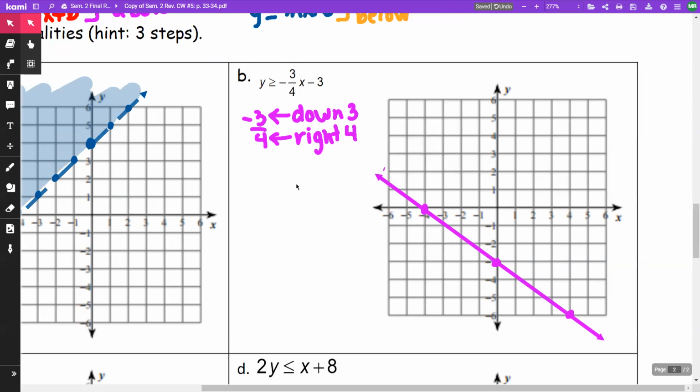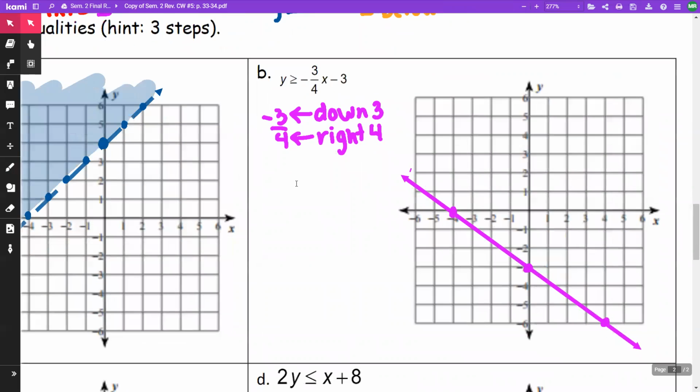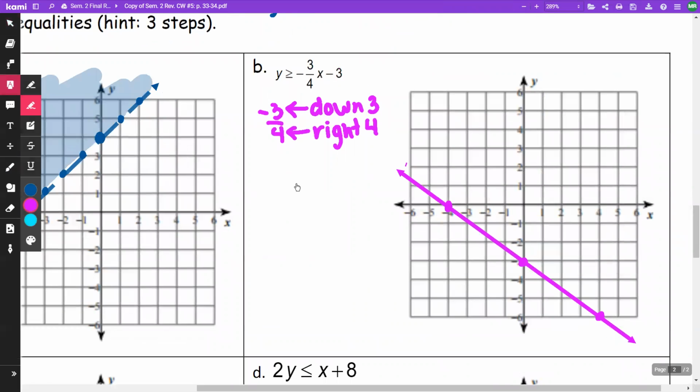Okay, and then this one is y is greater than or equal to. This one over here was greater than. Both of these were shading above. So this one I'm going to shade above. So I'm going to shade everything above this line. So everything in this shaded region plus the actual line is a solution because it's a solid line.